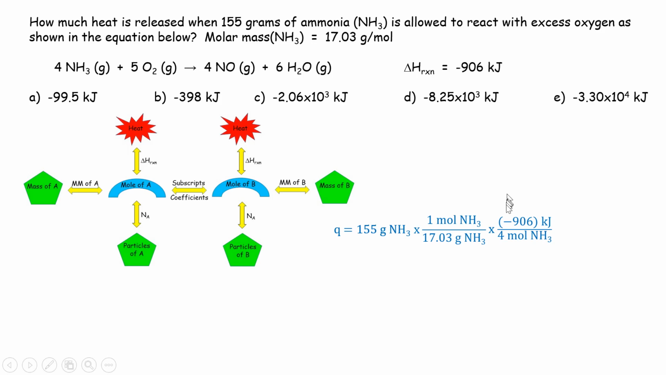So now you can see moles of ammonia are gone. Of course, grams of ammonia are also gone from the previous calculation. We should just have kilojoules as the unit for the answer. And you have to carry the negative sign, and the negative sign means heat is released. So after taking care of the sig figs, we know there are 2060 kilojoules of heat released.